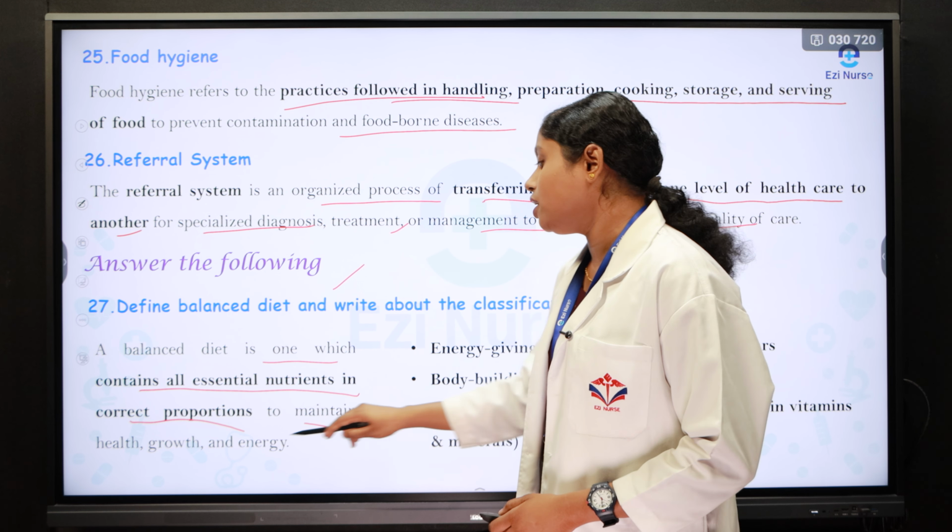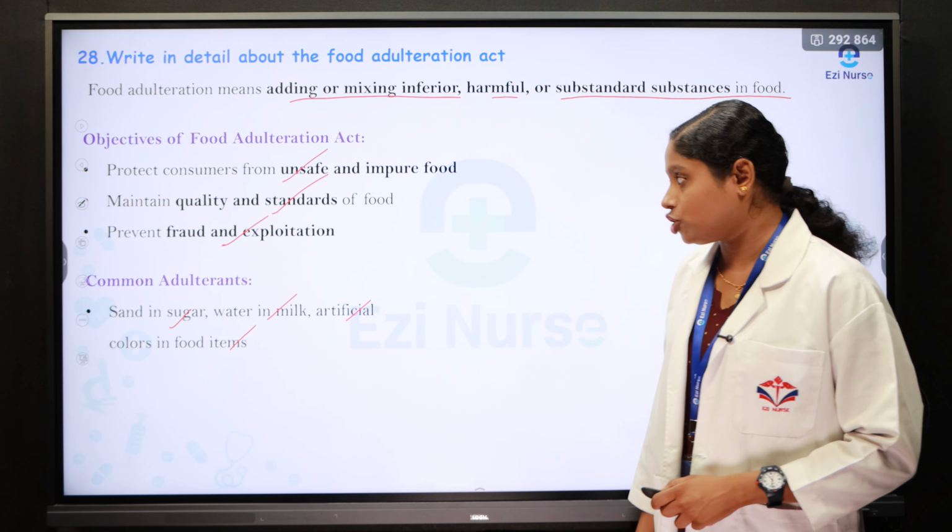So what are the objectives of the Food Adulteration Act? It is protecting the consumers from unsafe and impure food, maintaining the quality and standards of the food, and preventing fraud and exploitation. Adding or mixing inferior, harmful or substandard substances in the food is known as food adulteration. Now we'll see the common adulterants. Examples are sand in the sugar, water in milk, artificial colors in the food items. So these are the examples of food adulteration.